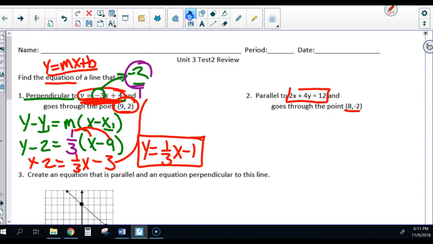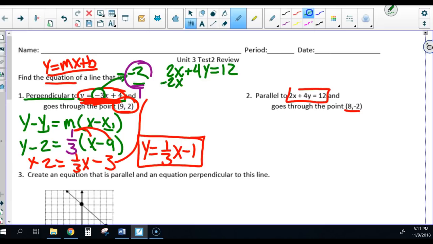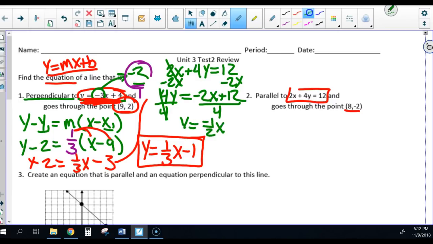I need to know the slope of that line, 2x plus 4y equals 12. If I take that and solve for y, then I know the slope. So I'm going to get y isolated. Minus 2x to both sides. 4y equals negative 2x plus 12. Divide by 4. y equals negative 1/2 x plus 3. There's my slope, negative 1/2. That's the slope of 2x plus 4y equals 12.